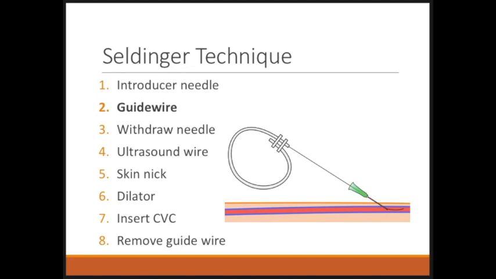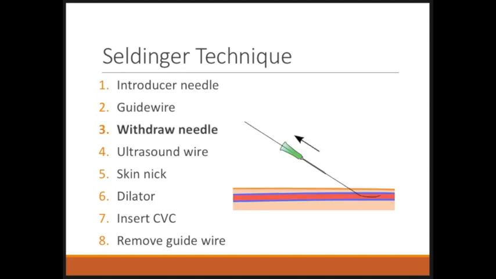You want to insert it no more than 20 centimeters to prevent it going into the heart and causing arrhythmias. Beware of resistance when you're advancing the guide wire. Once your guide wire is in, you can then withdraw your needle.